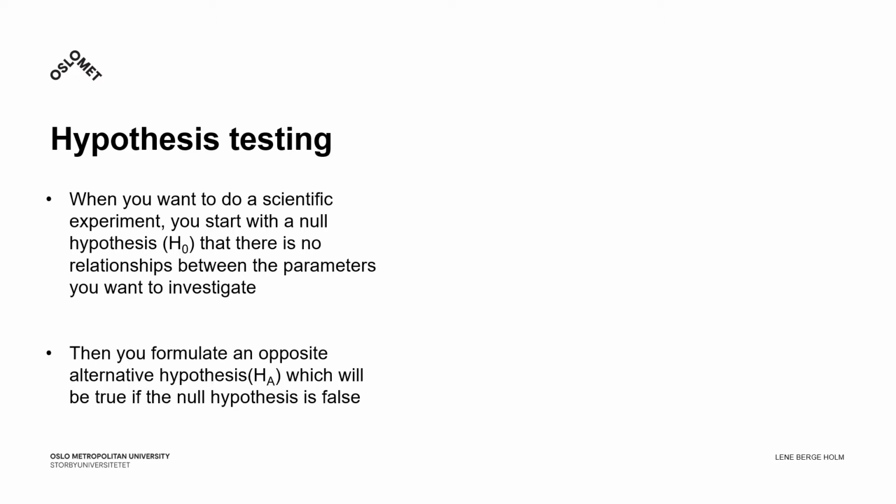When you want to do a scientific experiment, you start with a null hypothesis, that there is no relationship between the parameters you want to investigate. And then you formulate an opposite alternative hypothesis, which will be true if the null hypothesis is false.